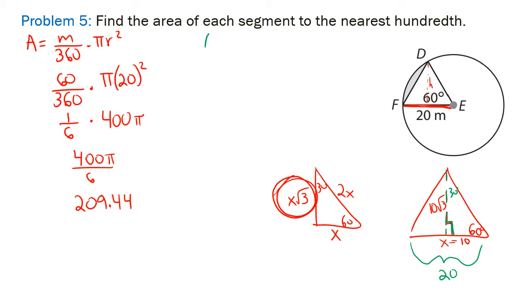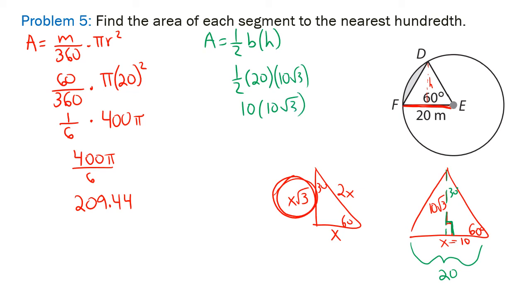So if we find the area of a triangle, 1/2 base times height, our base is 20, our height is 10 square root 3. Just times it all together, so 1/2 of 20 is 10. 10 times 10 square root 3, that's going to give us 100 square root 3. Go to a calculator, 100 square root of 3 is 173.21 when rounded.